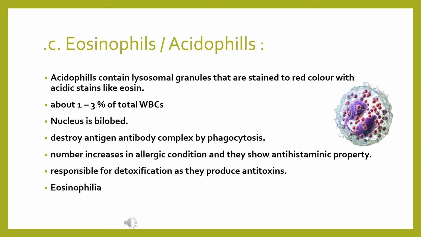Eosinophils are also called acidophils. Eosinophils show the presence of many fine granules in the cytoplasm, which are lysosomal granules, and they can be stained with the red colored acidic stain called eosin. As compared to the other types of WBC, eosinophils are 1 to 3% of the total WBC. In this diagram, we can see a very beautiful shape of the nucleus. That nucleus is bilobed, and this eosinophil can destroy the antigen antibody complex by the process of phagocytosis.